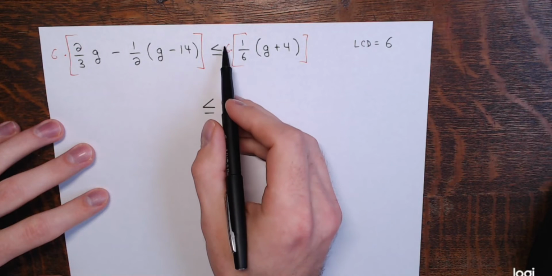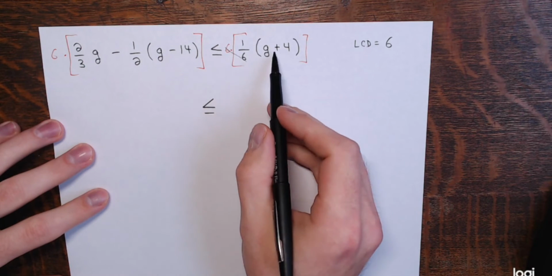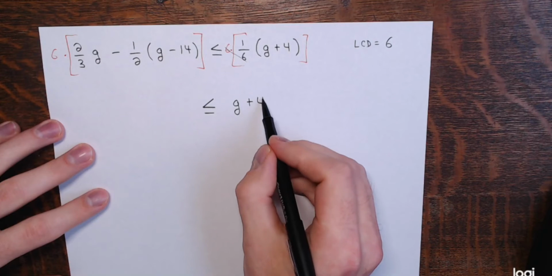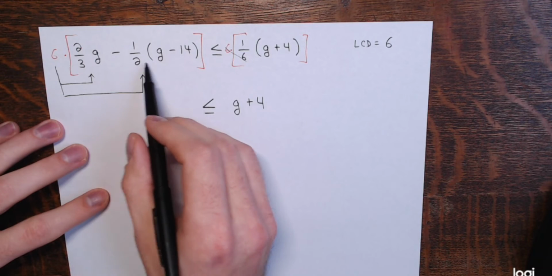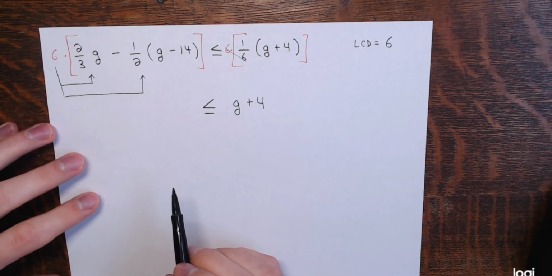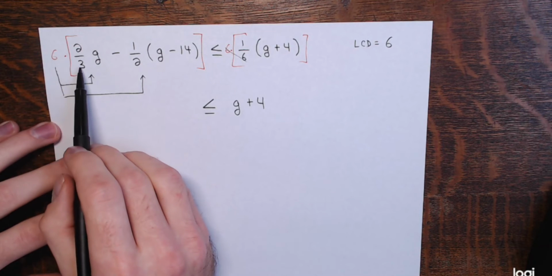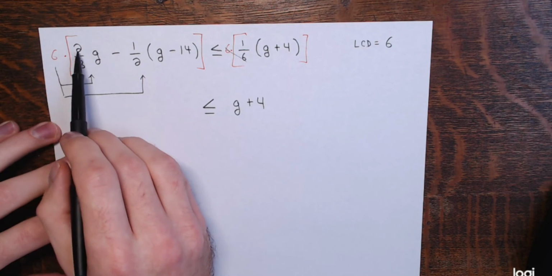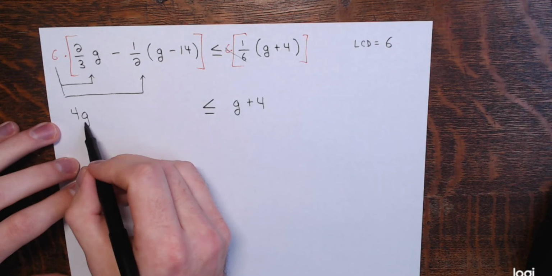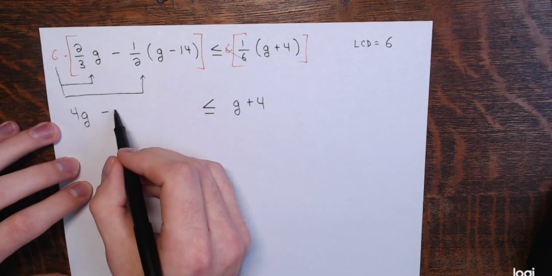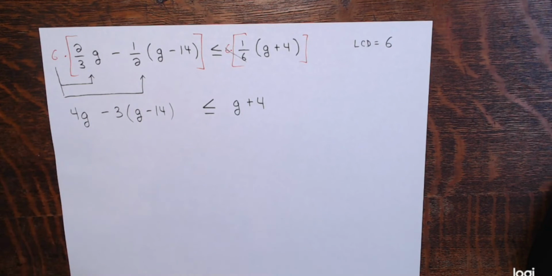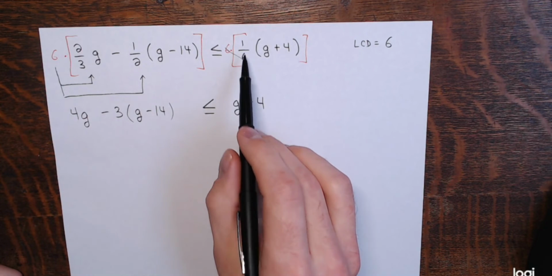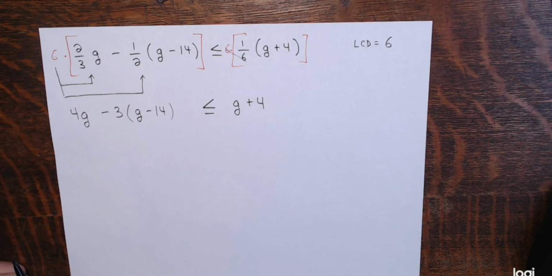Now the right side's easy enough. There's only the one term. Just multiply by 6, you get g plus 4. On the left side, you have to multiply the 2/3 g by 6, and also the negative 1/2 times g minus 14 by 6, both terms. Now 3 goes into 6 twice, 2 times 2 is 4, so you have 4g there. And half of 6 is 3, so you get minus 3 times the quantity g minus 14, which I didn't distribute yet. I didn't need the parentheses over here because it was times 1. Times 1 doesn't mean anything.